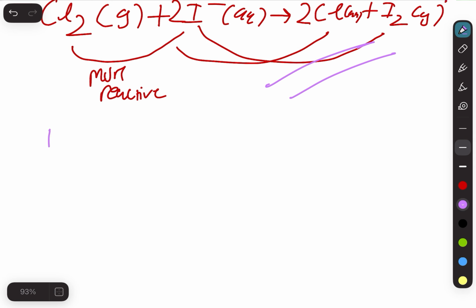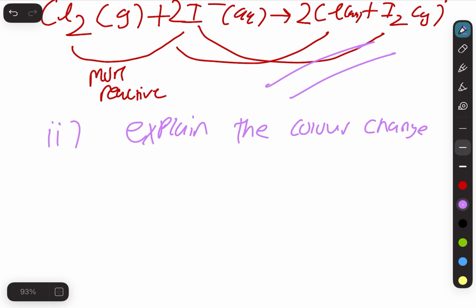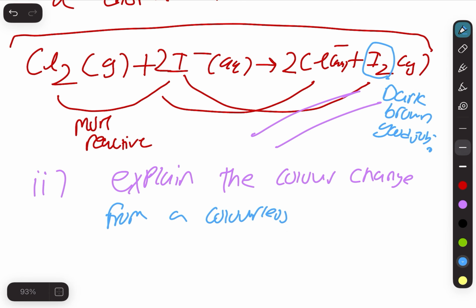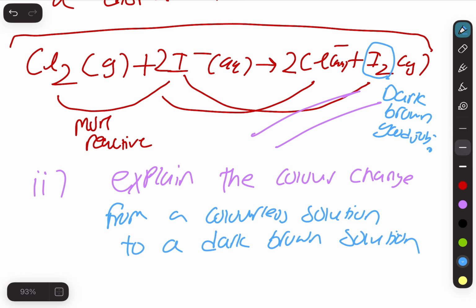Okay, they will ask a part 2. Explain the color change. Okay, so can everyone answer me, what is iodine's color? If you say dark brown, good job, it is dark brown. So from a colorless solution to a dark brown solution. Okay, that's it. Let's move on to the next question, shall we?